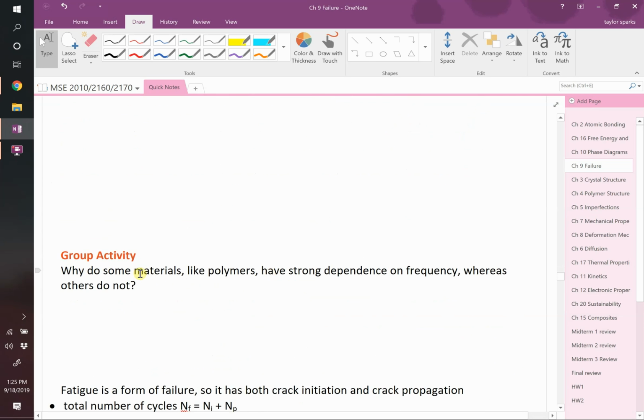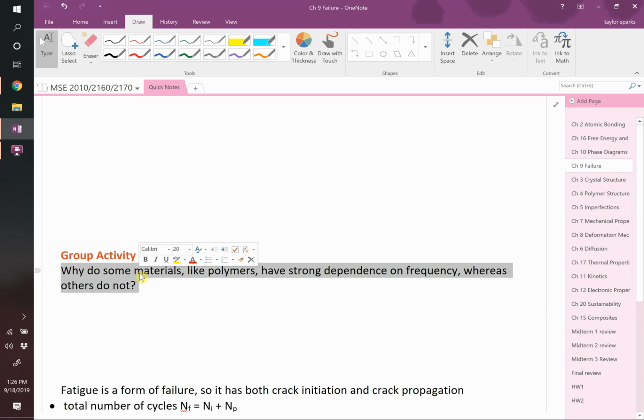Okay, how about this? Turn to your neighbor and tell him, why do you think some materials, like polymers, tend to have a strong dependence on frequency when it comes to fatigue, whereas others don't? Frequency is just how quickly the change is happening, right? If you're alternating on this pencil thing between compressive stress and tensile stress, it might depend on how quickly I spin this thing. That's the frequency. Why should polymers be affected, but metals maybe not quite so much?